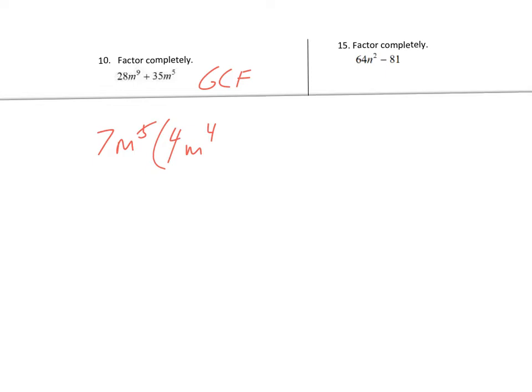So I kind of think of it like I had 9 m's in there, but I took 5 out, so I have 4 left over. So then 35 divided by 7 is 5, and then no m's there since I took all 5 out. I look inside, there's nothing I can do there, so I am done.